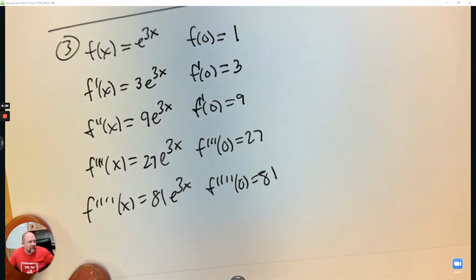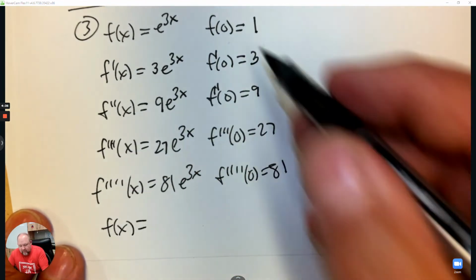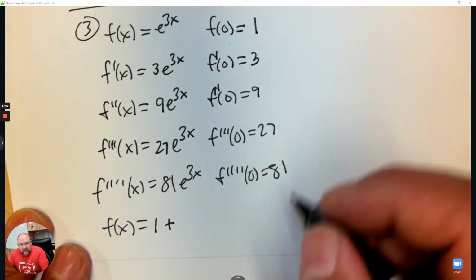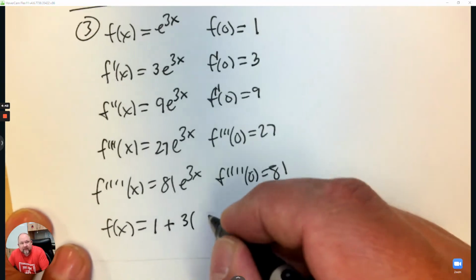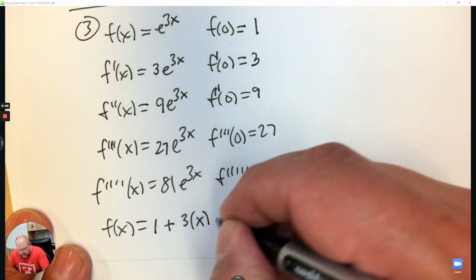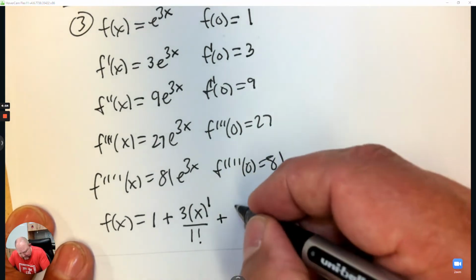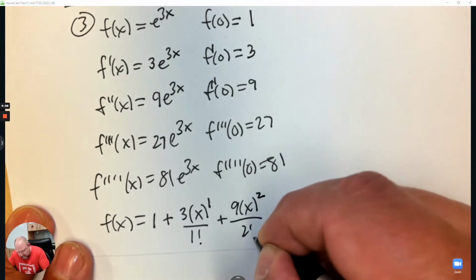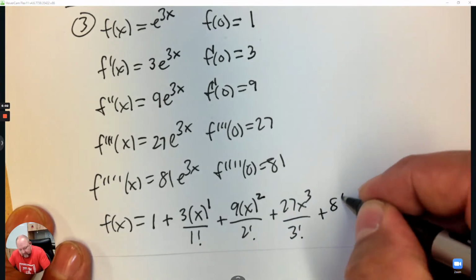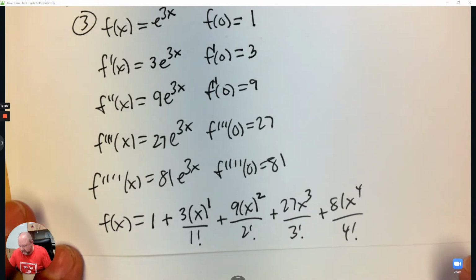All right, so those are the values we're going to use. And now the pattern. So f at 0 equals 1. They're all positive, so plus. Then I start with 3. Because it's Maclaurin, I don't need to go x subtract 0. I can just go x to the exponent 1 over 1 factorial. Then the next number is what? 9. It's x to the 2 over 2 factorial. Next one's 27, and the next one's 81. And you did it. And that's called a Maclaurin expansion, polynomial expansion.